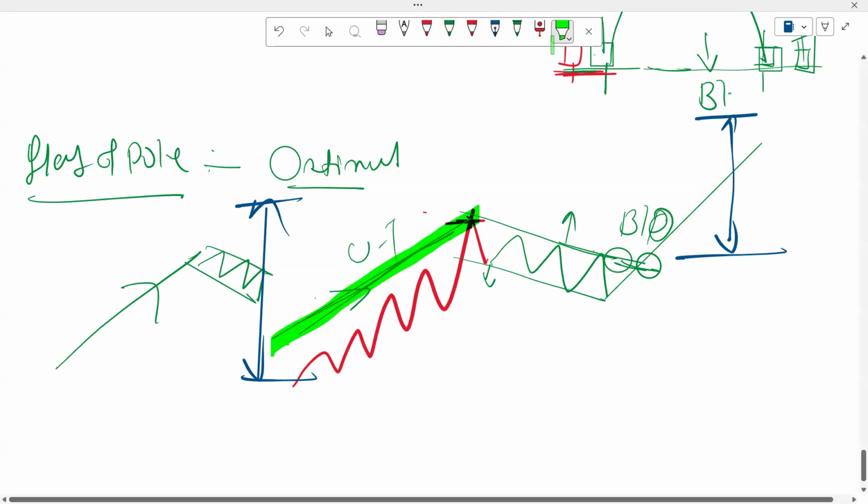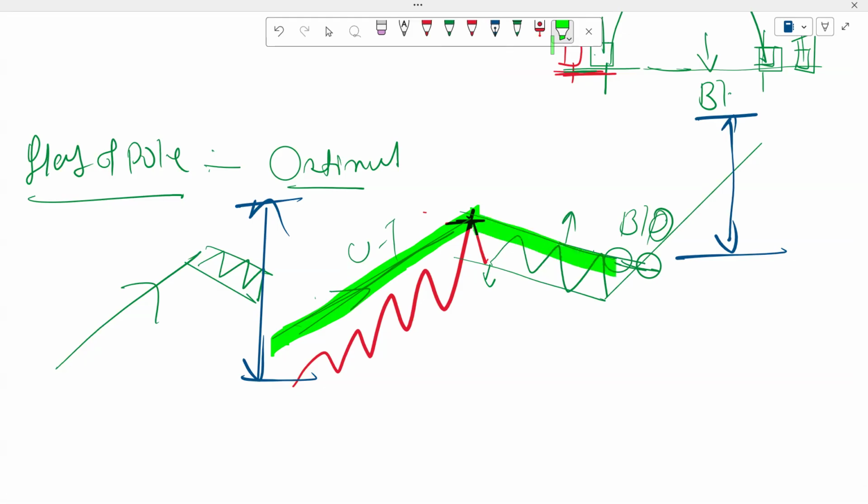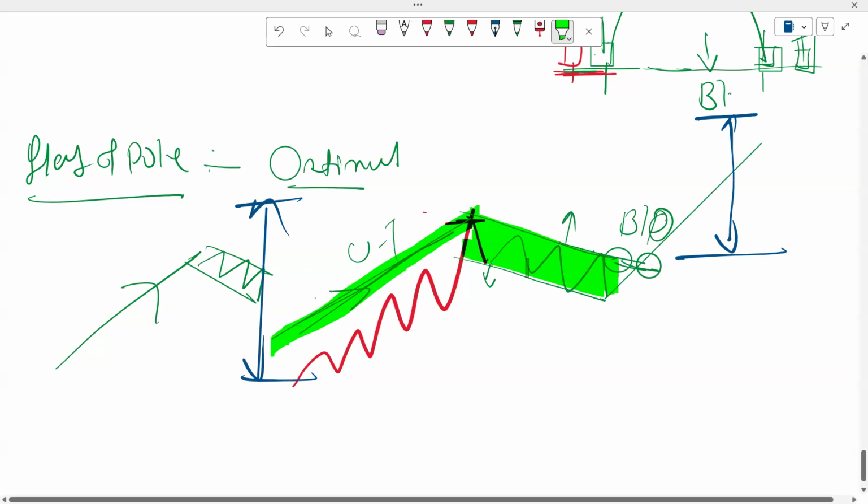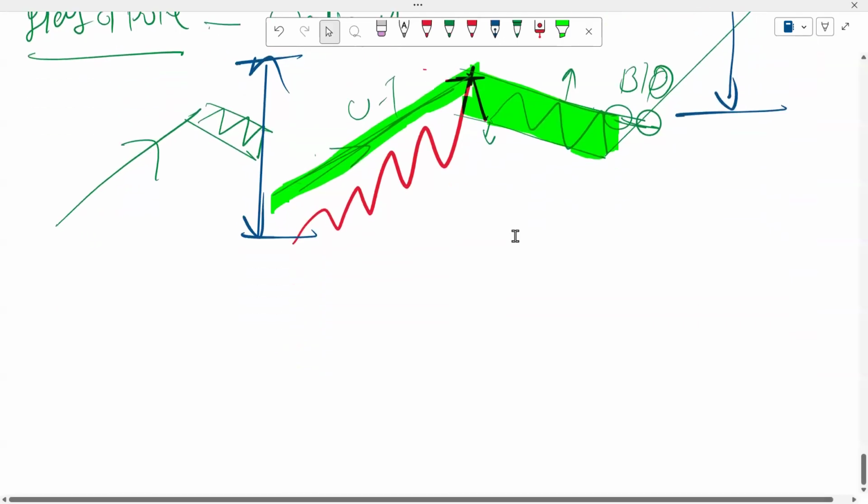Okay, you see a sharp increase in the stock price, and after reaching a certain level, your stock is consolidating in a parallel channel. Okay, this is consolidating in a parallel channel. So this will be a flag and pole pattern, and this is a continuation pattern.